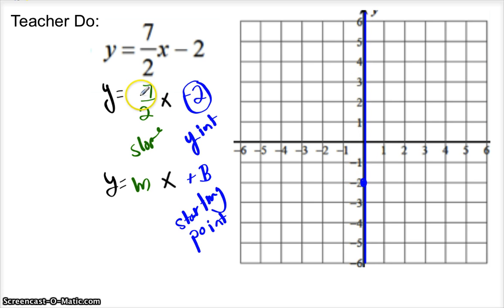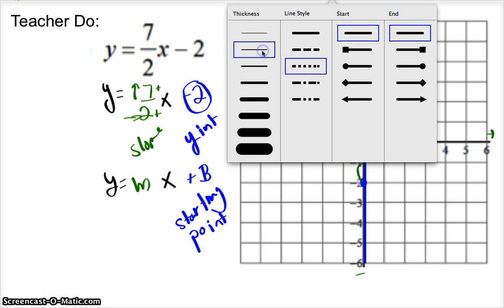Now slope is rise over run, so our rise is positive 7, and our run is +2. Positive, positive. These are positive numbers. These are negative numbers. So from here, our starting point, up 7. 1, 2, 3, 4, 5, 6, 7. Up, and then 2 to the right. 1, 2. Okay, I got my line. I'll make a little dotted line so I know where it is. Change the color.